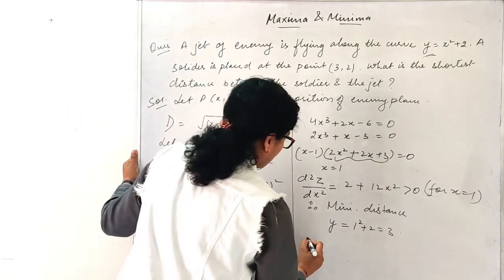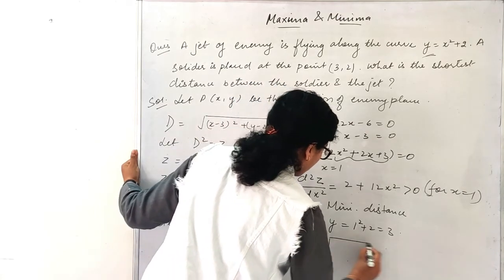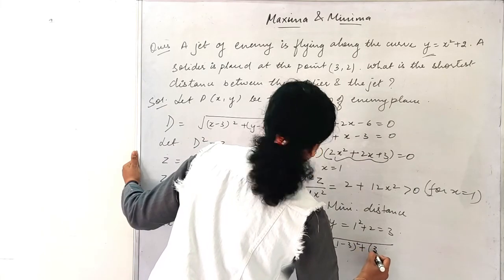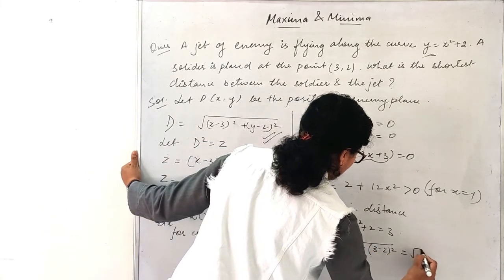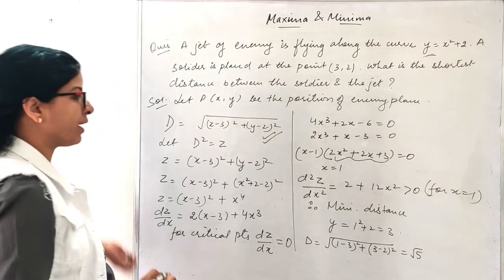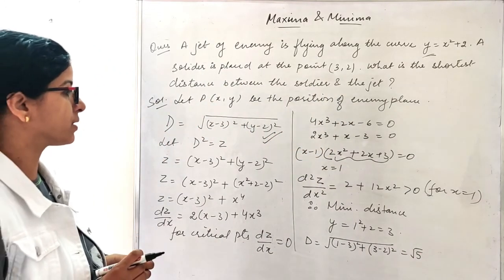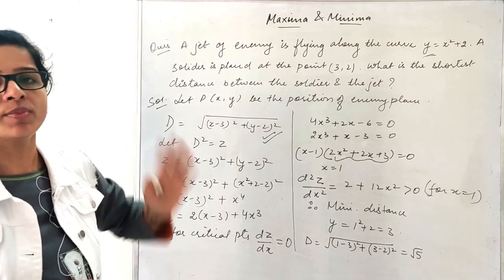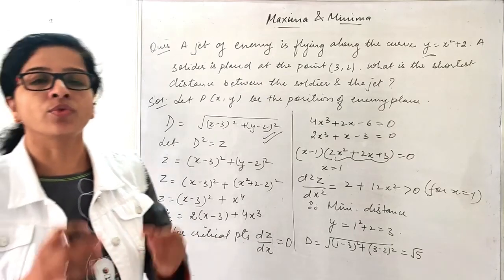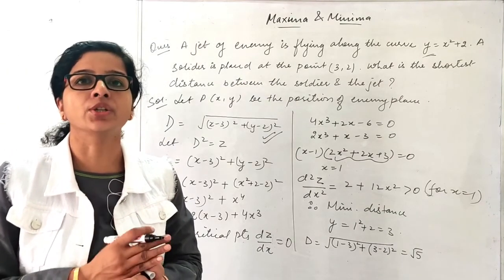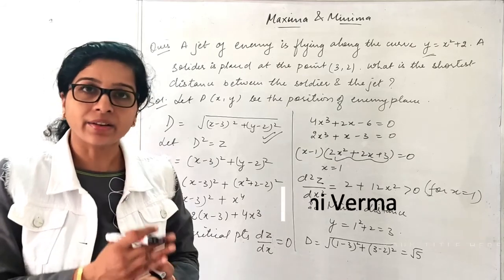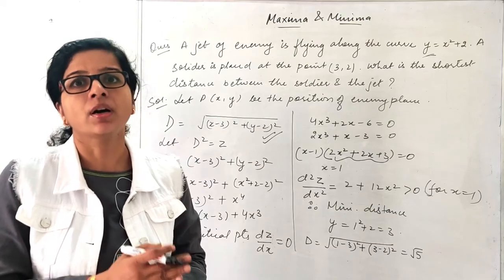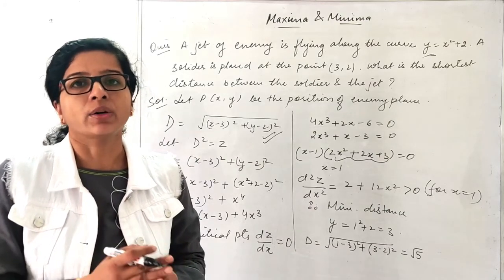Now I have to find the shortest distance, which means I'll substitute the values of x and y in this equation. So d is equal to root of (1 minus 3) whole square plus (3 minus 2) whole square. So it is root 5. So root 5 units is the shortest distance between the soldier and the jet. Basically what we are doing in these questions, first we frame the equation, change it into one variable, differentiate it, get the critical points, then check which critical point gives the point of maxima or minima, and then find the required value.